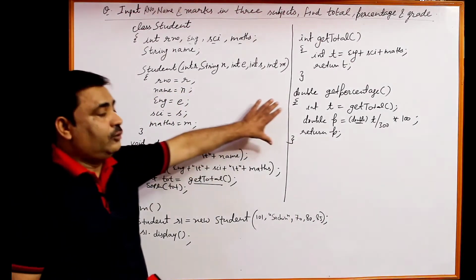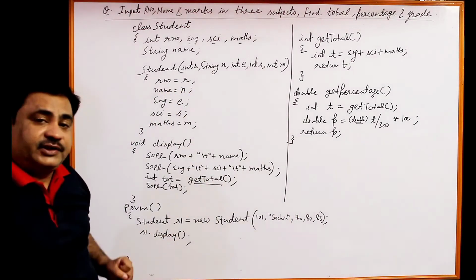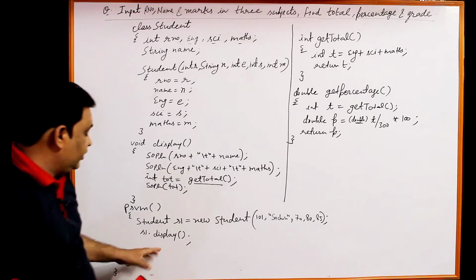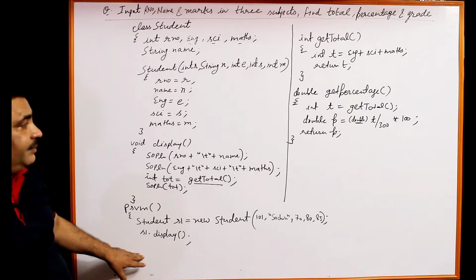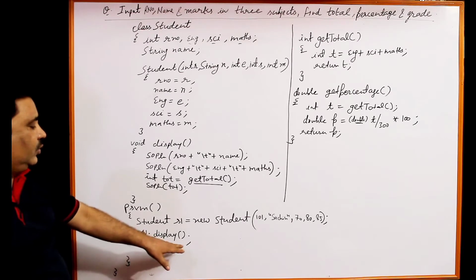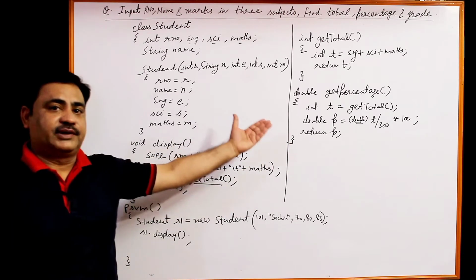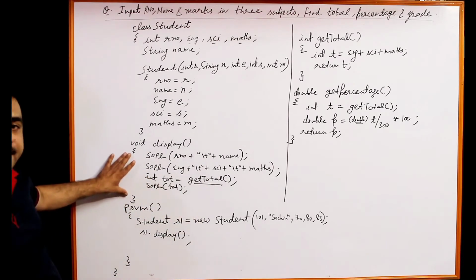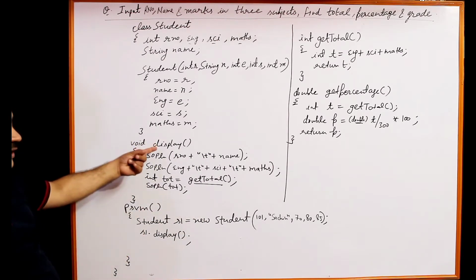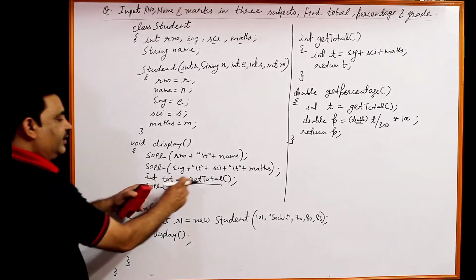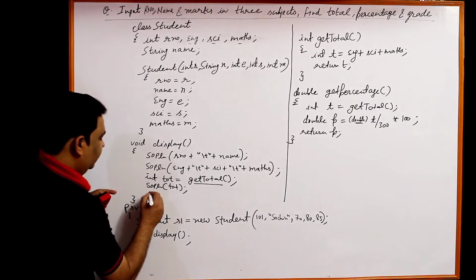Now where you want to print the percentage, you can also print in the main function. If you want to print in the main function, you have to write double p equal to s1.getPercentage(). With the help of the object you have to call the percentage, but if you want to call in the display function, it is already called by the s1 object, so just call the function like getTotal.